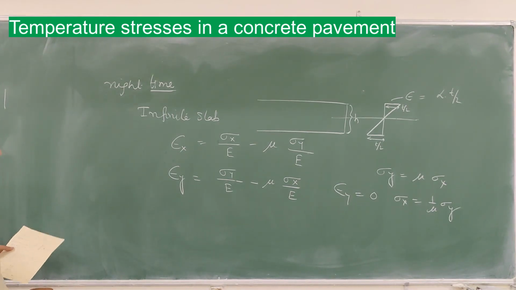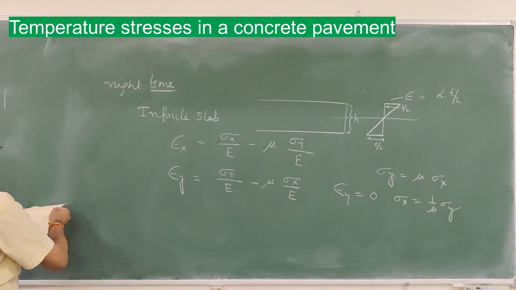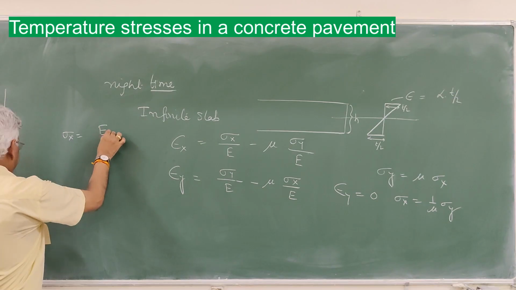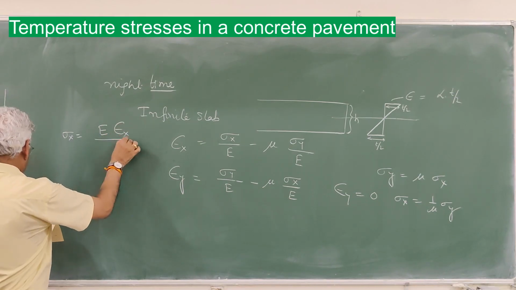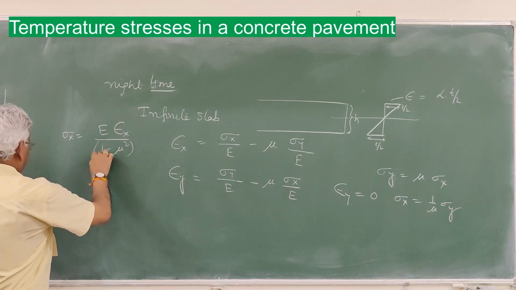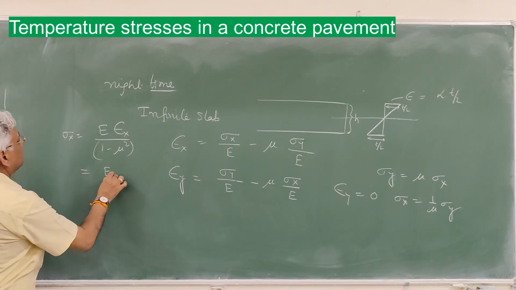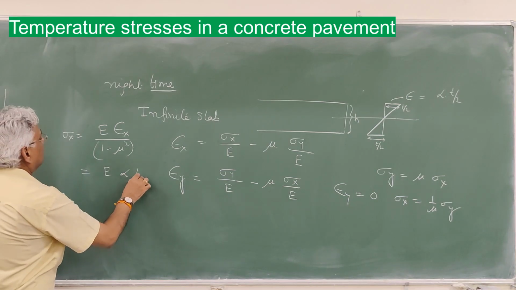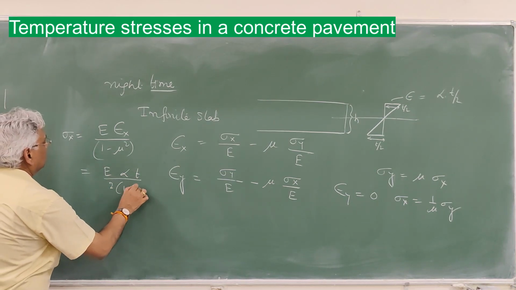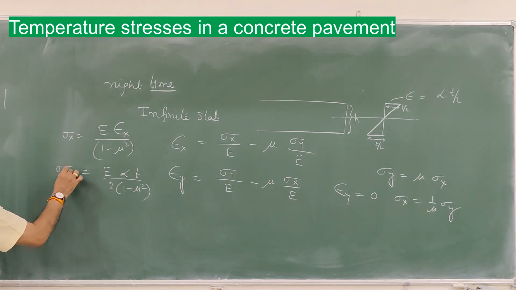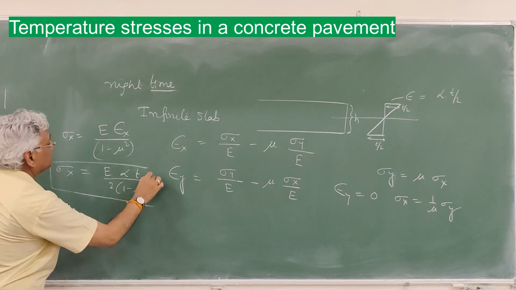So in that case, sigma x will be equal to E into epsilon x upon 1 minus mu square. And I told you this epsilon x is alpha into T by 2, and therefore this will be equal to E into alpha into T upon 2 into 1 minus mu square. That is sigma x in the first case.